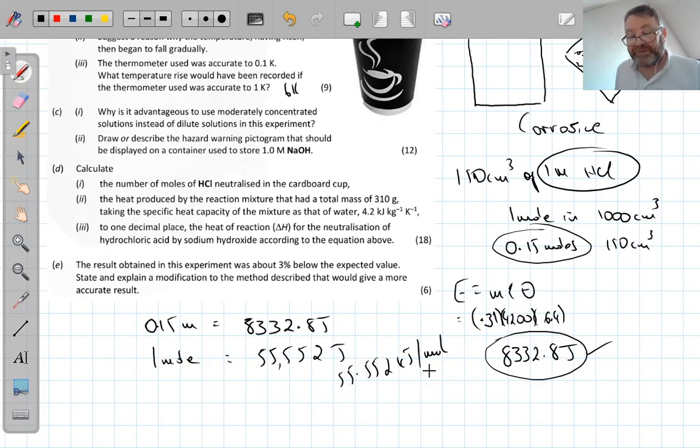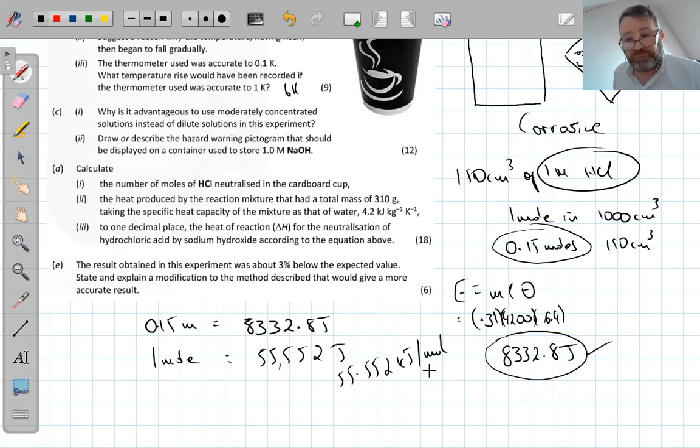And lastly then, part E, which is always going to be asked. The result obtained was about 3% below the expected value. Happy days. We're right then. We get 55 because we're below the 57. State and explain a modification to the method described that would give a more accurate result. Okay, number 1, you get your volumes right. You put in 150 of both. Make sure they have the same molarity and they are both strong acids and bases. So make sure first of all the volumes are correct.